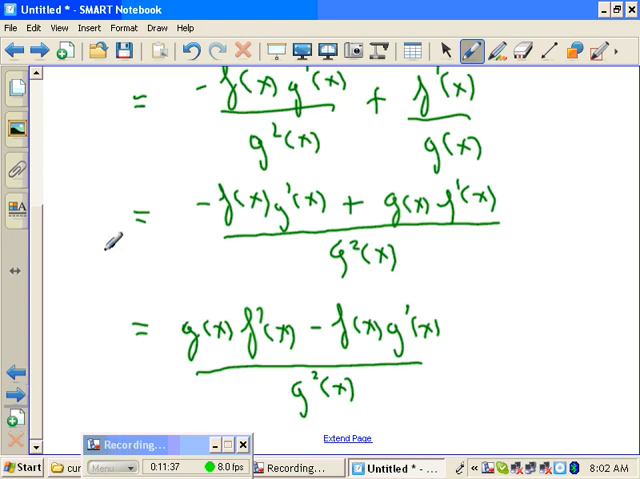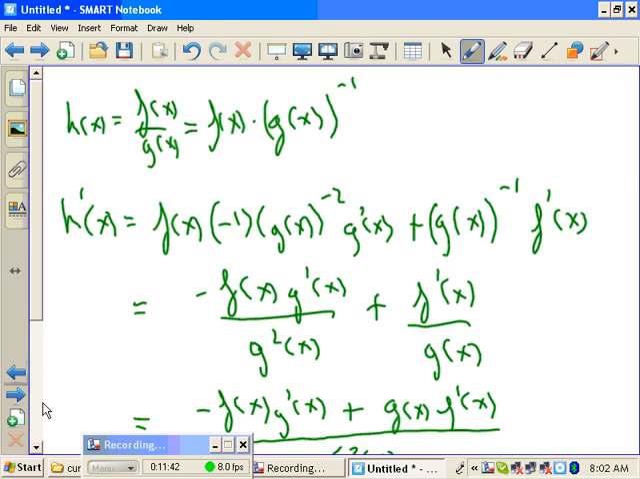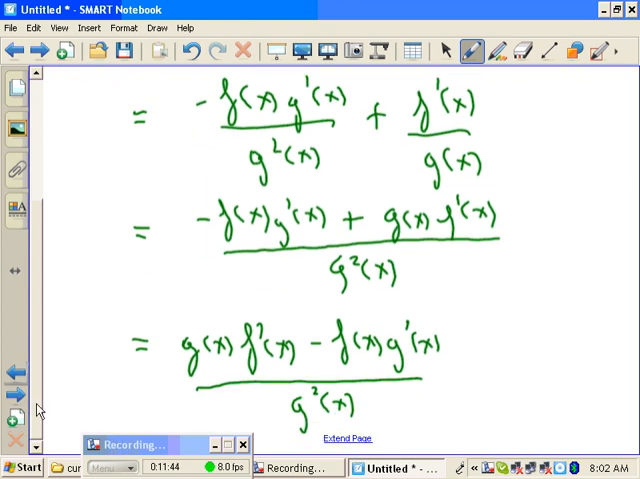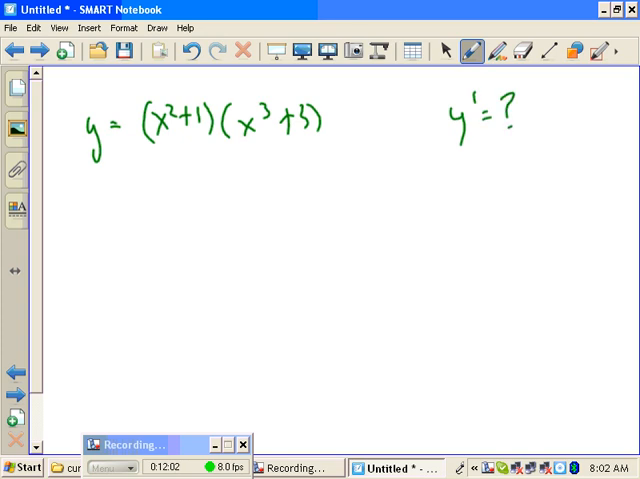So let's play with this. Everyone got that? Did I go too fast there? PDF is online after school. All right, so what if y is x squared plus 1 times x cubed plus 3? What's y prime? You're going to use the product rule. Well, you're also going to be using the power rule somewhere, right? There's a number of rules mixed in. Okay, so what's y prime?